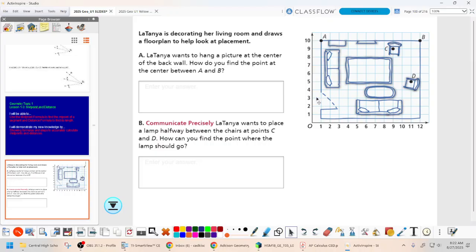Would you guys ever do this? Would you draw a floor plan and center it perfectly? No? Okay. Anyway, how would you do it though if you wanted to center your picture perfectly halfway? Any thoughts on that? Maybe it's your bedroom. I want that picture, that poster, that bulletin board or whatever right in the middle of the wall. How would you do that?